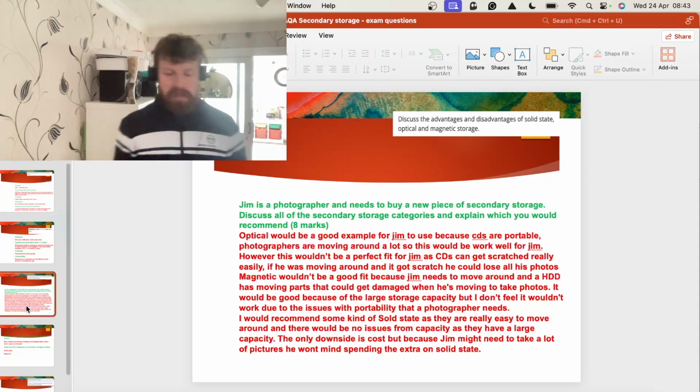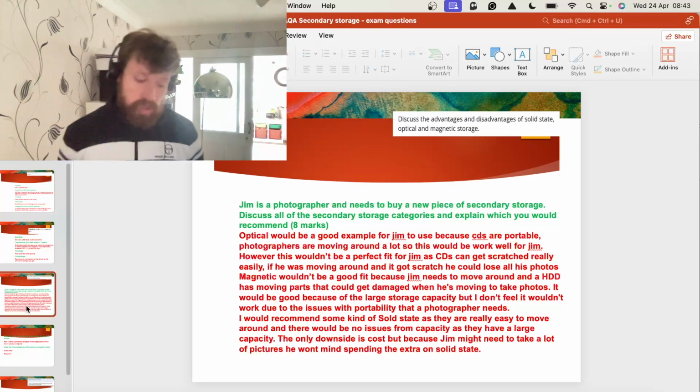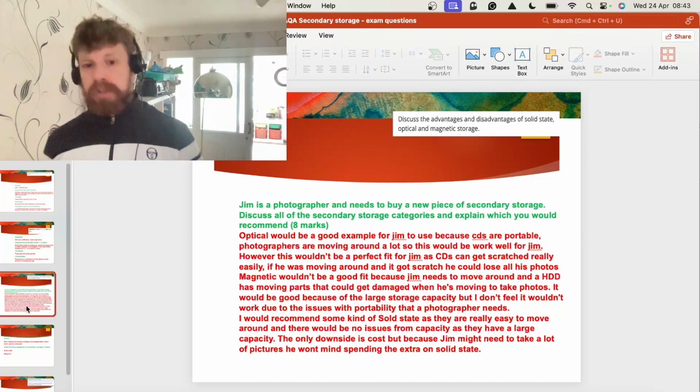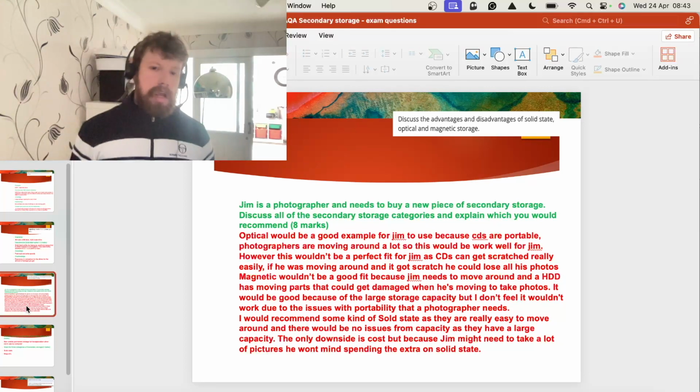Now, this is a bit of a longer style question, okay? A longer style question, which they do sometimes come up on the AQA spec, which I thought would be worth us having a quick look at. So it's given us a scenario for Jim the photographer, and he needs to buy a new piece of secondary storage. And what it's saying to us here is that it wants us to discuss all of the secondary storage categories and explain which you would recommend.